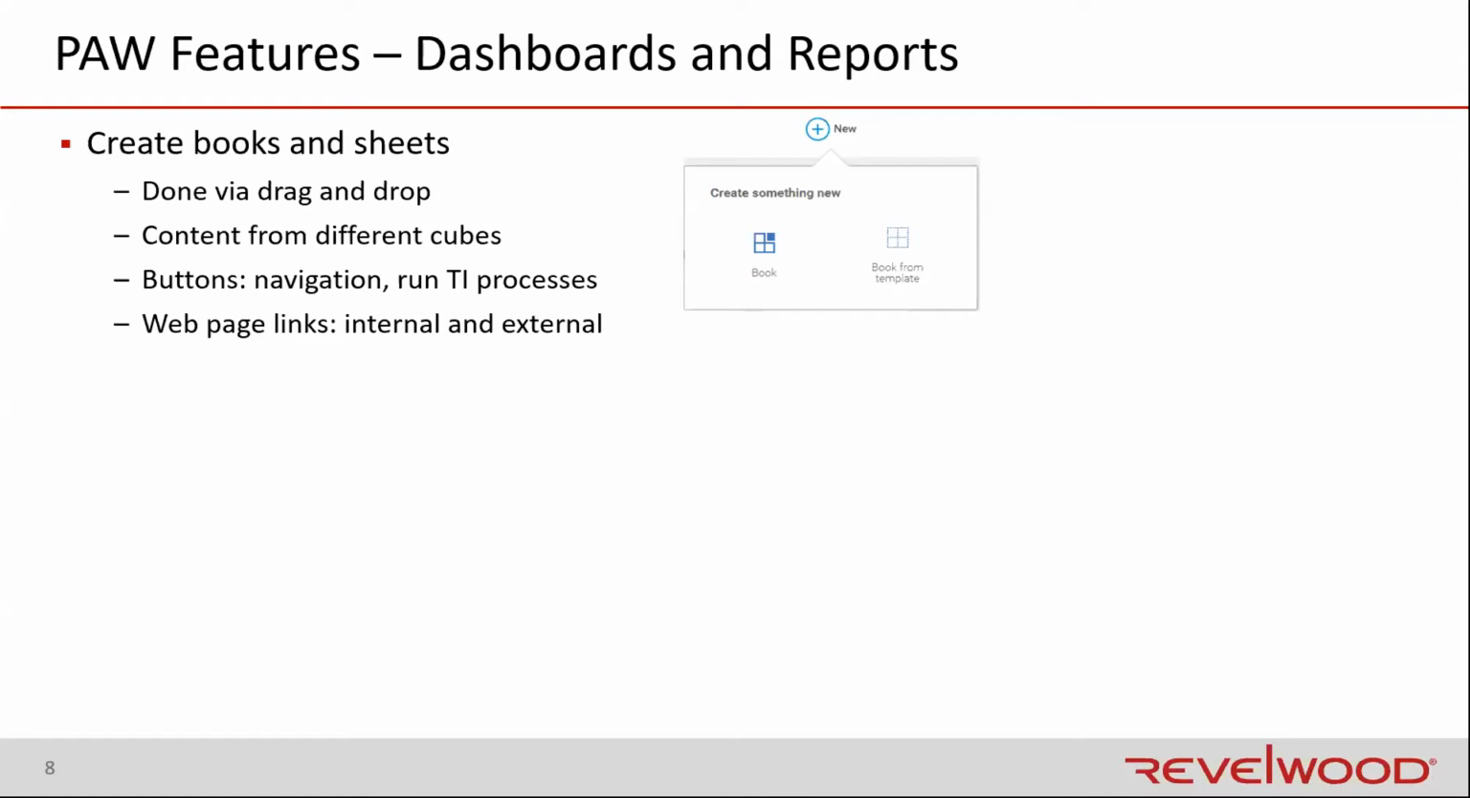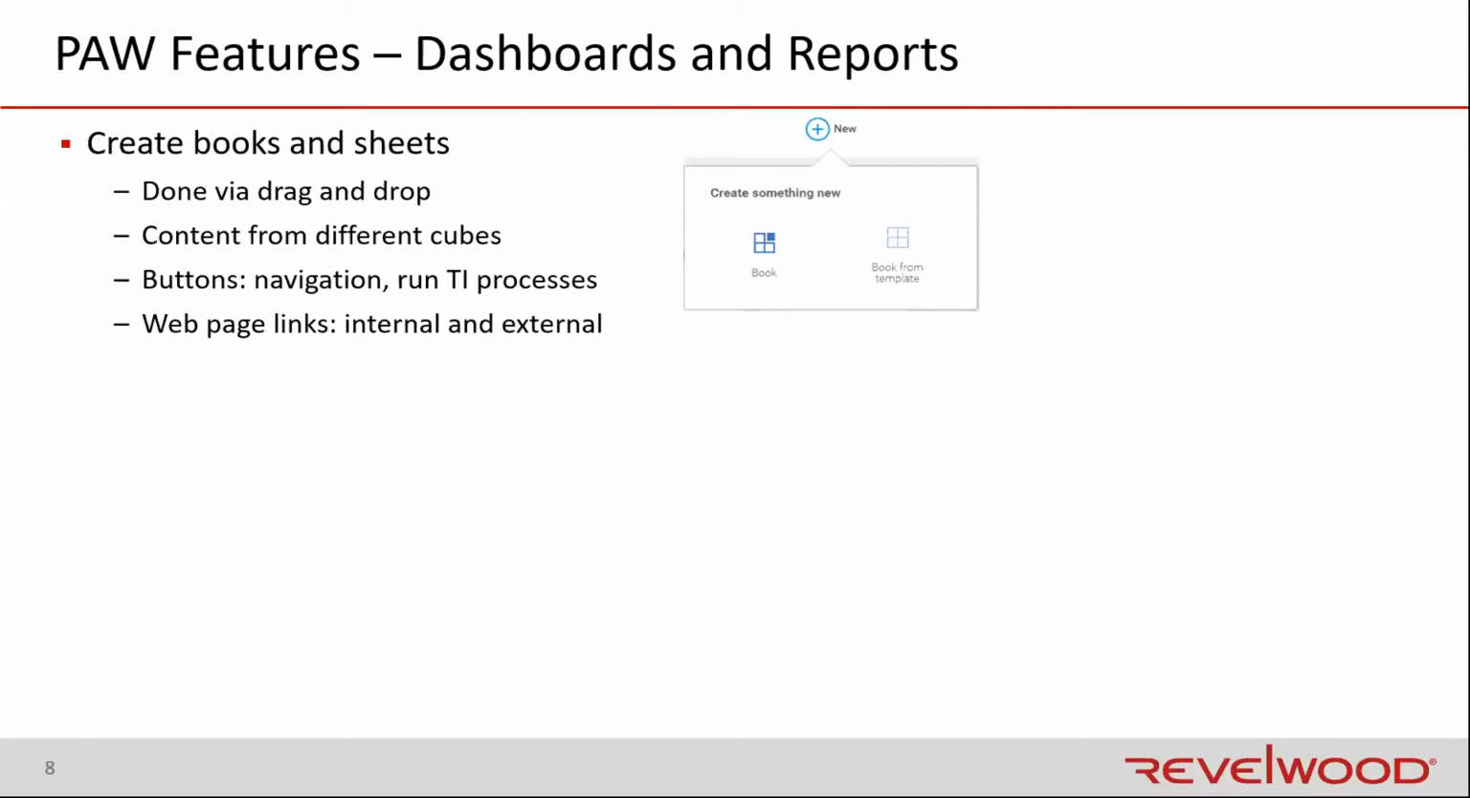Just like you're able to do in your Excel environment and therefore your TM1 web environment, you're allowed to create books and sheets that have content from different cubes. I can have data from cube A, I can have data from cube B, and I can have them as independent pieces on my dashboard, or I can move them together. I can also easily create buttons. Similar in nature to what you know about action buttons, we're able to create web-based buttons, but we're able to take it a few steps further.